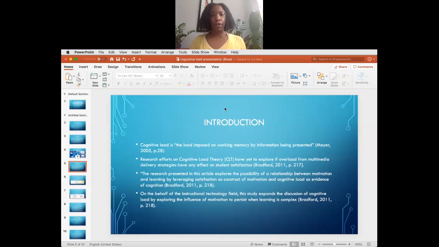As of 2011, research efforts regarding cognitive load theory, also known as CLT, have yet to explore if overload from multimedia delivery strategies have any effect on student satisfaction when it comes to learning. Additionally, in 2011, it was also found that there could be a possibility of a relationship between motivation and learning via leveraging satisfaction as a construct of motivation and cognitive load as evidence of cognition.